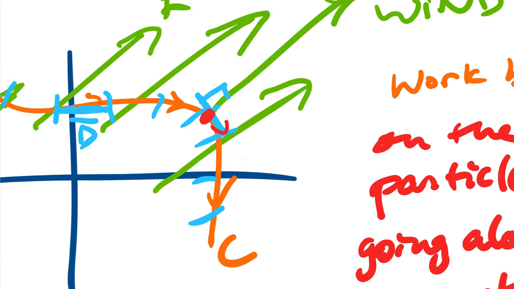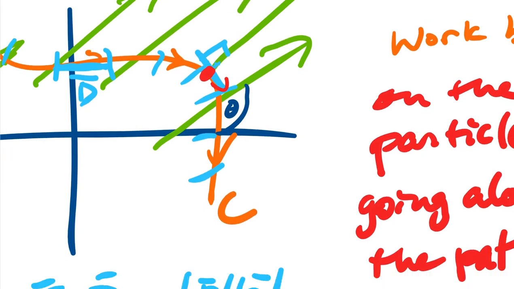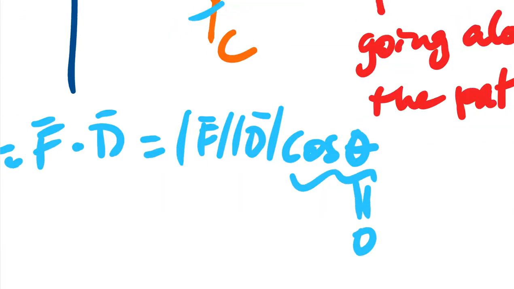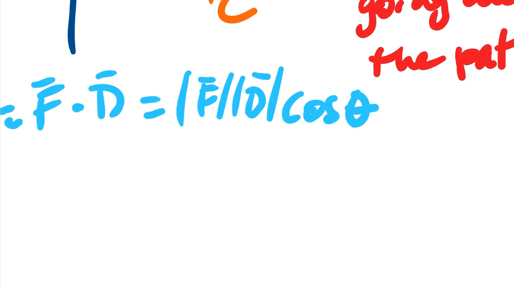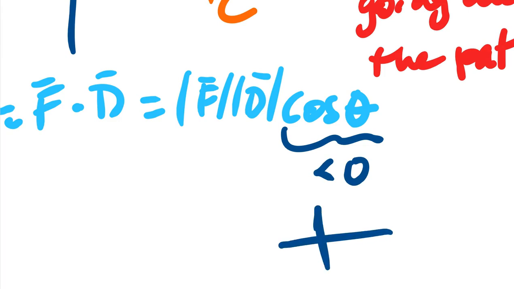Now, if you look at the next one over, this scenario, the angle between the two, theta, is greater than 90 degrees. So the cosine here, this piece, will be less than 0. And so remember, if the angle is greater than 90, cosine in this quadrant is negative.